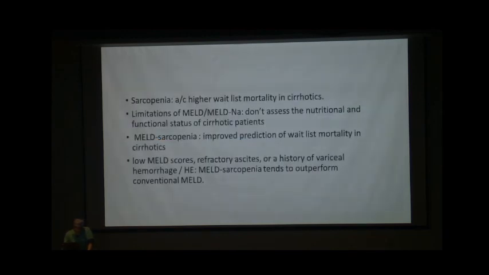So I will come to my conclusion. Sarcopenia carries high waitlist mortality in cirrhotics. And the limitation of MELD is that it cannot assess the nutritional and functional status of cirrhotic patients. MELD-sarcopenia, though not completely validated prospectively, has shown improved prediction of mortality in cirrhotics. And especially in low MELD cirrhotics with a history of refractory ascites, variceal bleed, and hepatic encephalopathy, MELD-sarcopenia performs better than conventional MELD.